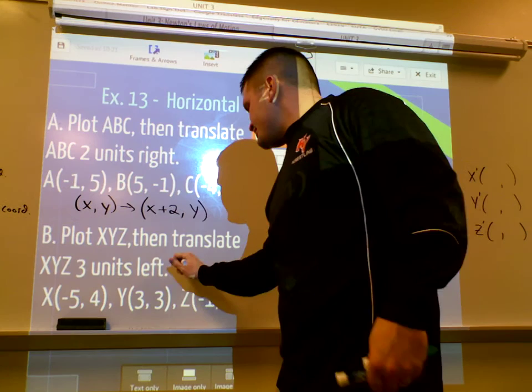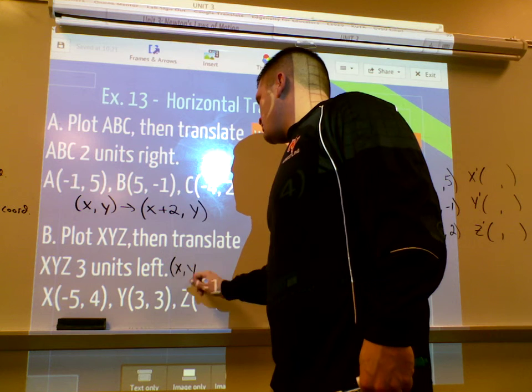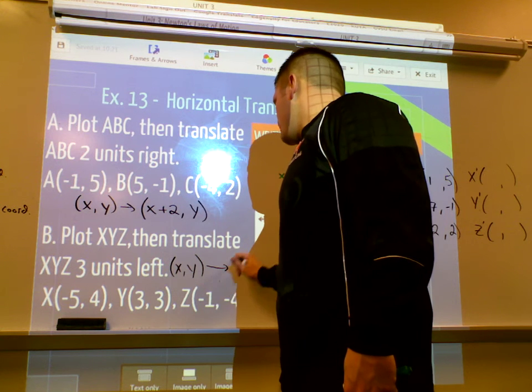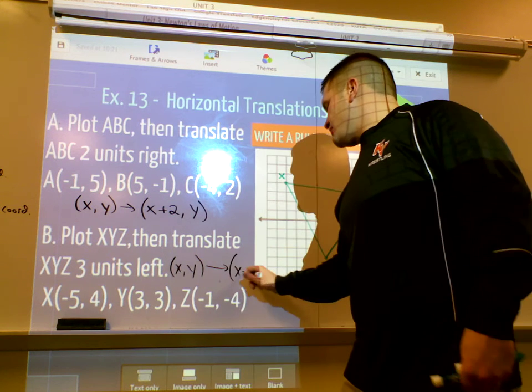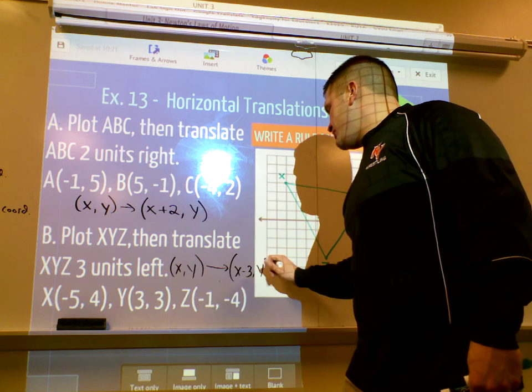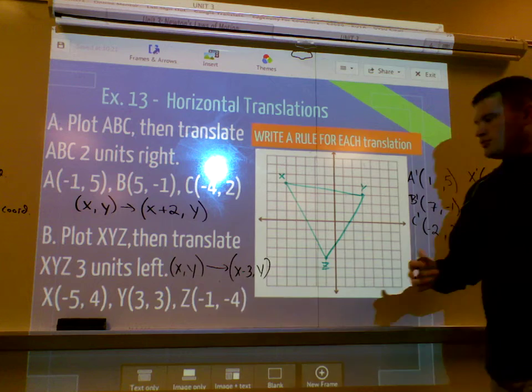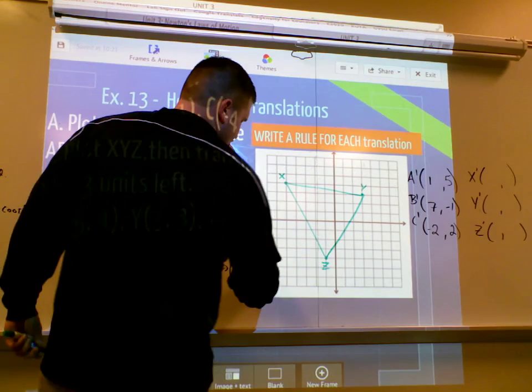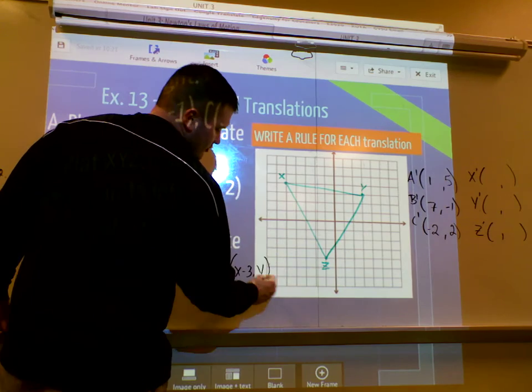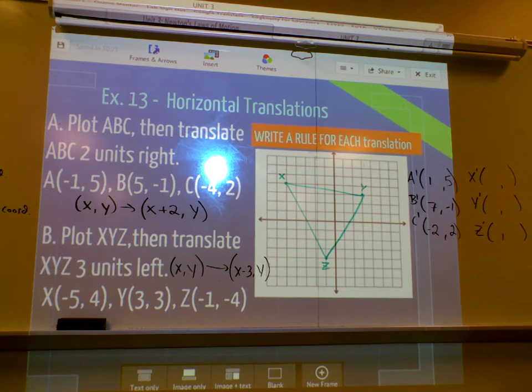All right, does anybody know what the rule is? XY becomes what? X minus 3 comma y. So we do not change our y, we just change our x, because this is a horizontal translation.